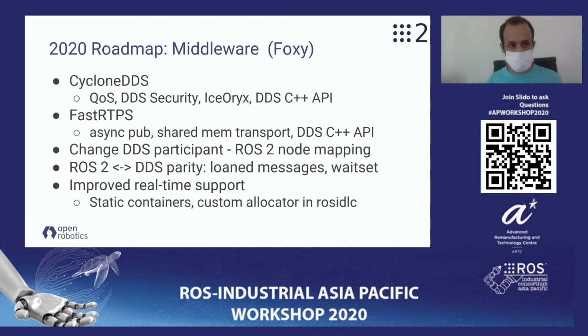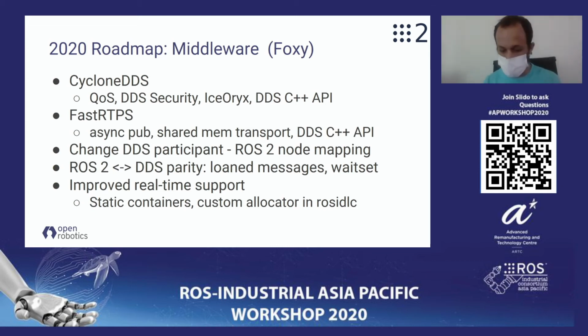All right, so let's talk about the middleware. For Cyclone DDS, we got full coverage on QoS, and the security plugin is now running. We got iceoryx zero-copy messaging, and we got the Object Management Group DDS C++ API. For Fast RTPS, we got sync and async publishing. We got shared memory transport, and we got the modern DDS C++ API.